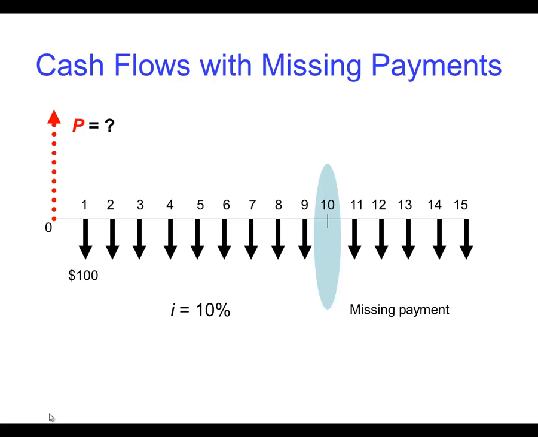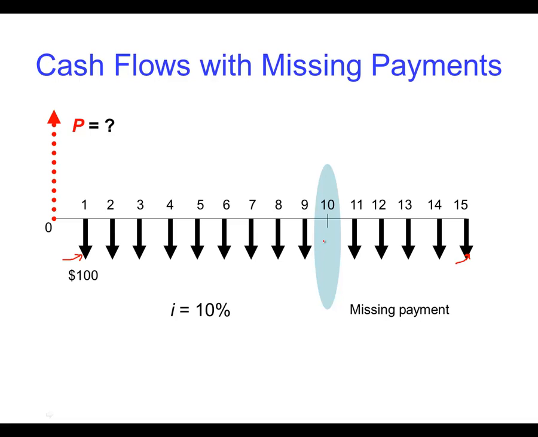Another case is having a missing payment. If I have a missing payment, what should I do in this case? All years, as seen in this graph, are being paid from 1 all the way to 15, but I'm missing number 10. What should I do?